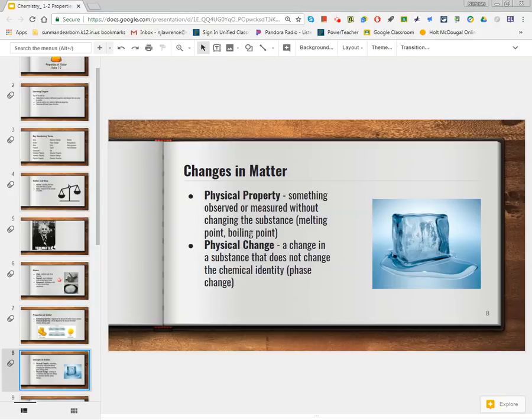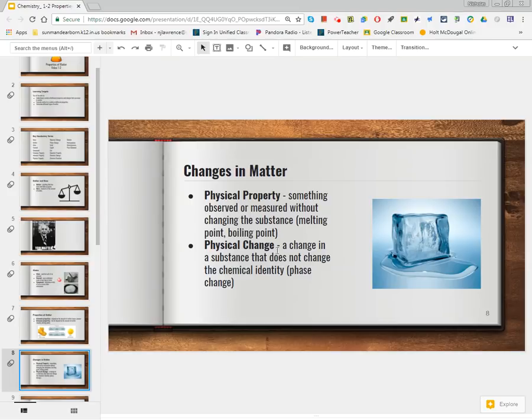The measurement of what those are, because we can do these procedures to them, but yet at the end of the day, it's still water, whether it's a solid, liquid, or gas, and the measurement of the actual melting point or boiling point are still considered physical properties because they are true to that chemical.